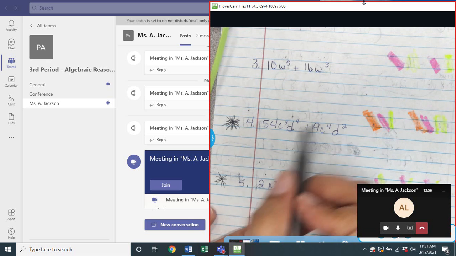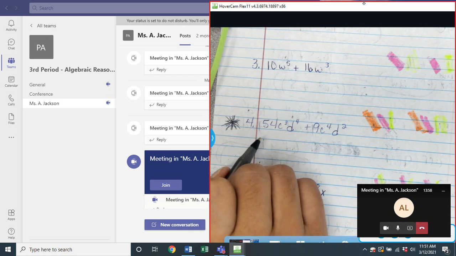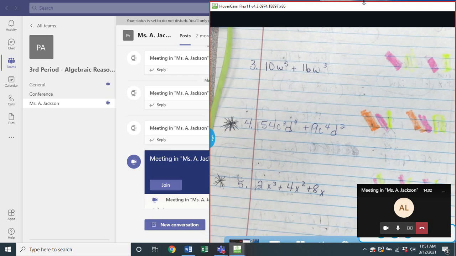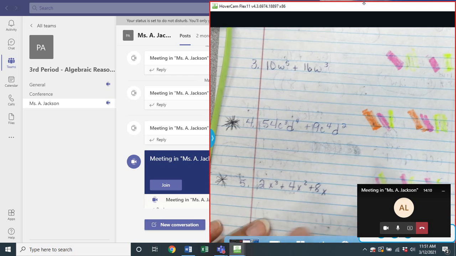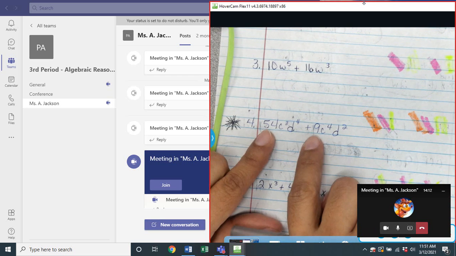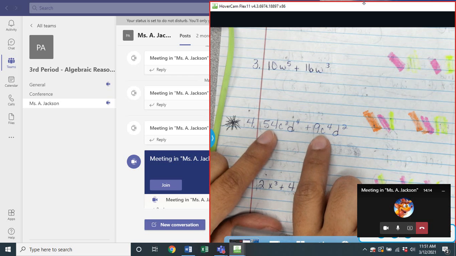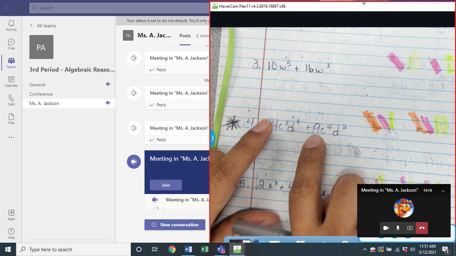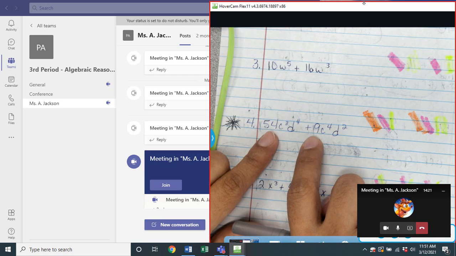Okay, go ahead. So tell me what to do in number 4. What is the first thing I need to do? Find the smallest number. That's correct. So between these two, which one am I choosing? Between 54 and 9, which one am I looking for?